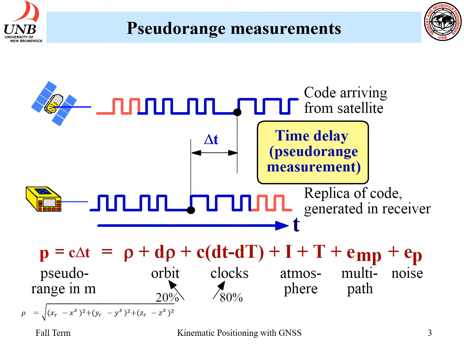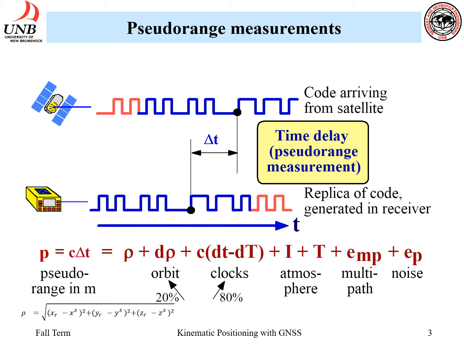Principles of pseudorange measurement. The basic observable of a GNSS is the pseudorange, which is derived from the measurement of the propagation time that an electromagnetic signal transmitted from the satellite takes to arrive at a receiver. This propagation time is represented by delta t in the figure and can be obtained as follows.